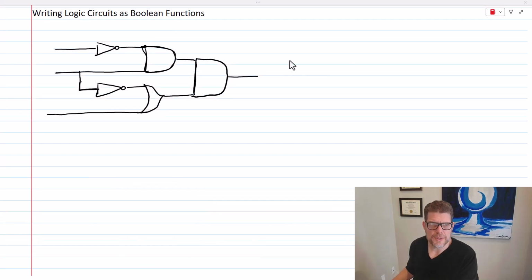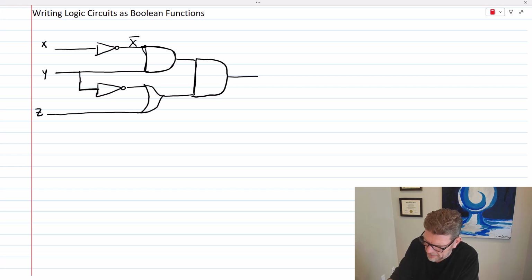All right, so now what we're going to do is write our logic circuits as Boolean functions. So instead of having zeros and ones at the beginning of our lines, we're going to have variables. Let's say, for example, we use x, y, and we've got z here. So first, we're going to go from left to right, and I'm going to first go in, say, for example, I'm going to invert.